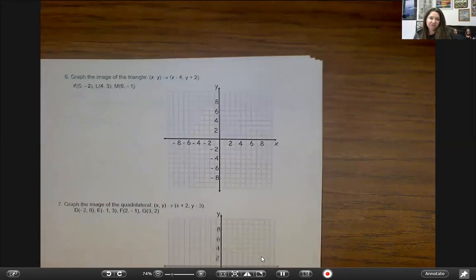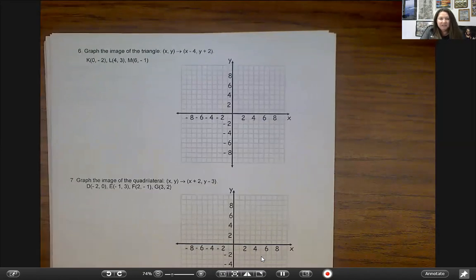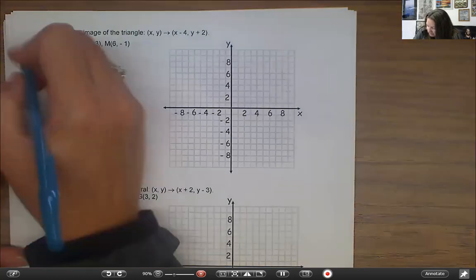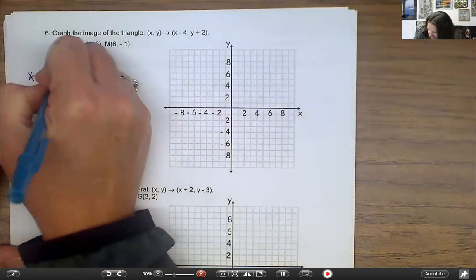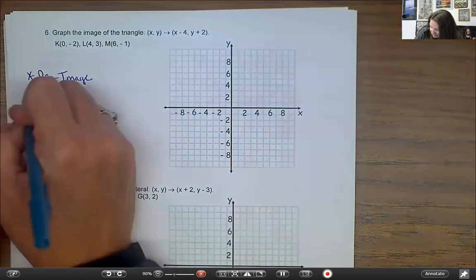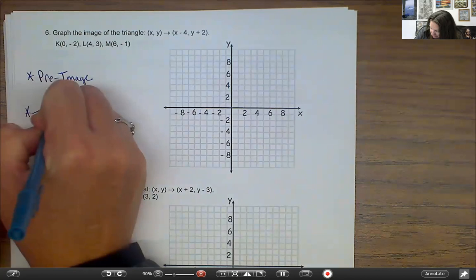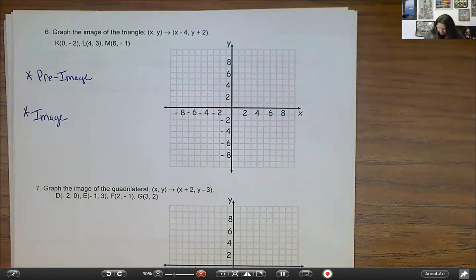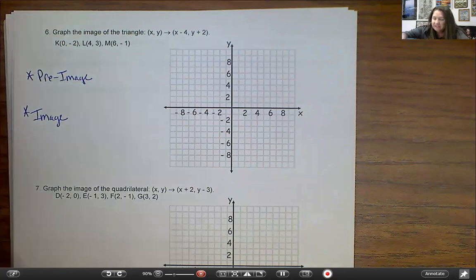All right, now those rules are going to be important because we're going to construct pictures of graphs. So what we want to do is graph the image of the triangle. But on a graph, we always want to see the pre-image because I have to know where it started and the image, where it ends. Otherwise that's not going to make sense. And I'm going to do these in 2 different colors here. I might need a ruler, maybe a protractor here to connect these.